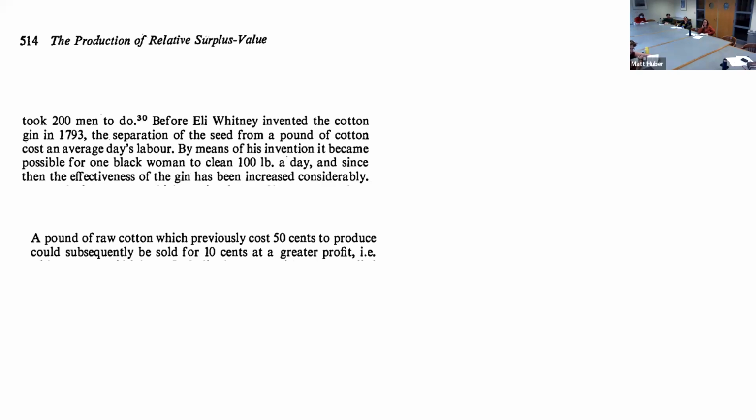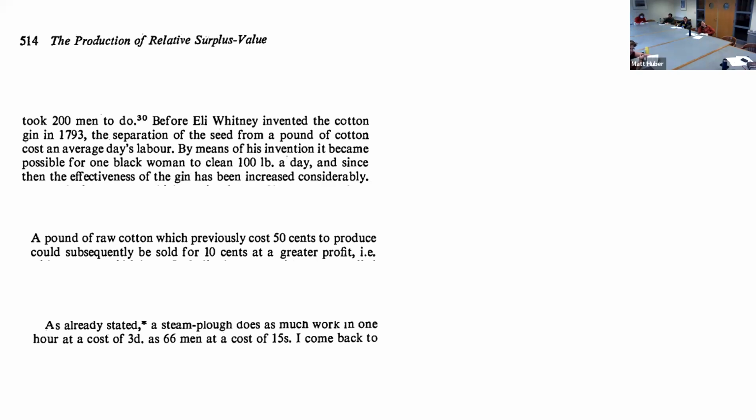So a raw cotton, which costs 50 cents to produce, now is 10 cents, right? And he says a steam plow does as much work in an hour at the cost of whatever D is. I still don't know what D is. 66 men cost 15. So you're talking about one steam plow equals 66 people, right? So again, machinery is a whole other level of productivity that supersedes the limits of human muscles or animal muscles or anything like this.